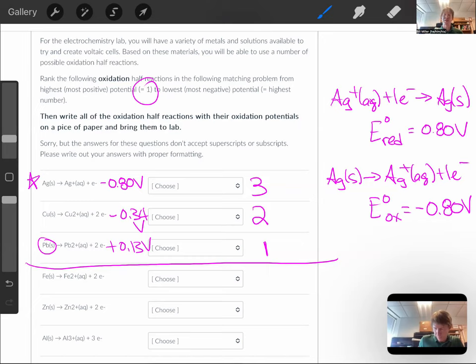And the number one is the one that we're going to try and make our voltaic cell out of in lab. There's another one just like this, except it's for reduction half reactions. And you'll do the same thing, except you'll rank them for reductions.